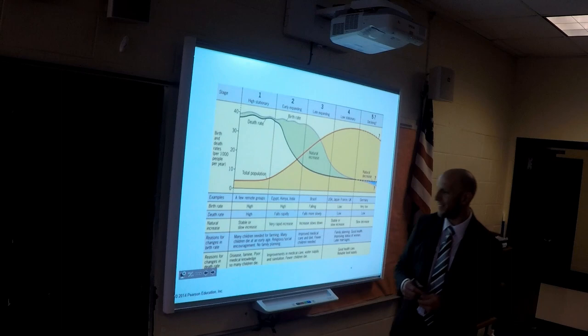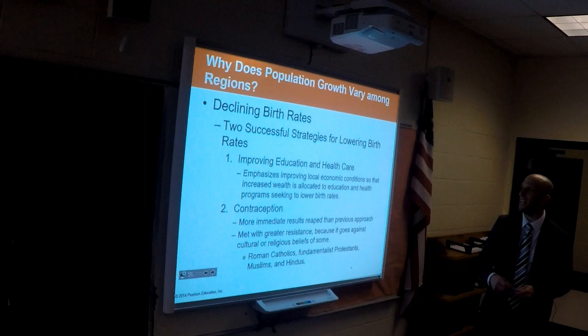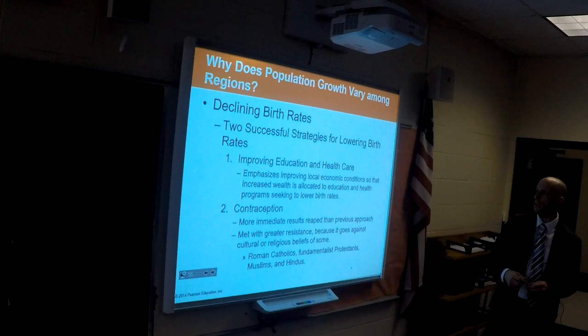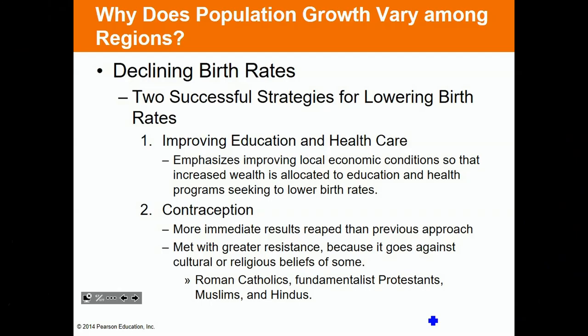So, declining birth rates, which is associated with the demographic transition model, is the reason I left this on here: the two most important things you can do is empower women, mainly through education and healthcare reform. This being the most important, this not being as important as education. Education is the most important thing, and even still not as important as education is the availability of contraception. If you want immediate results, get people to use contraceptives.